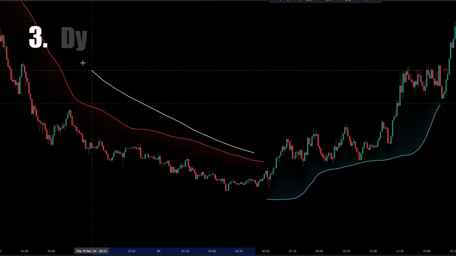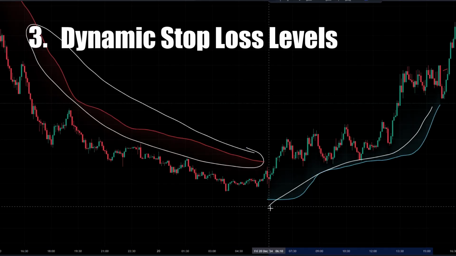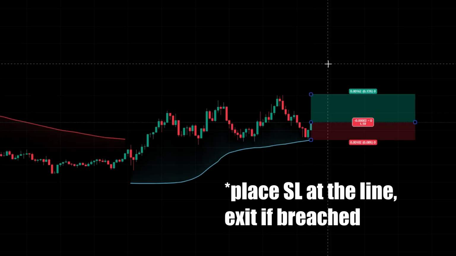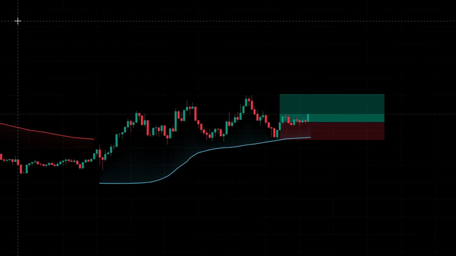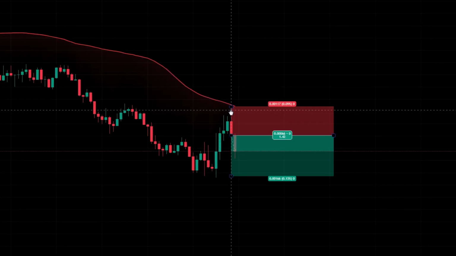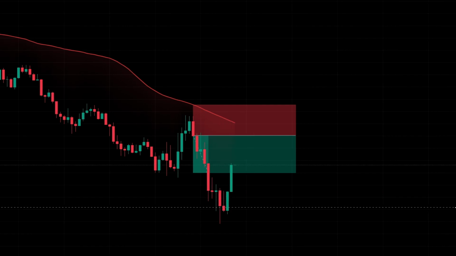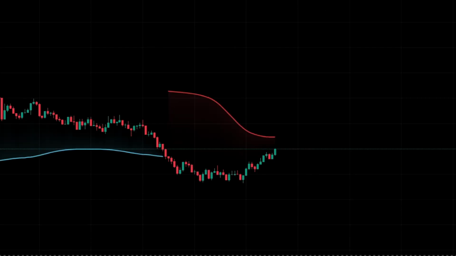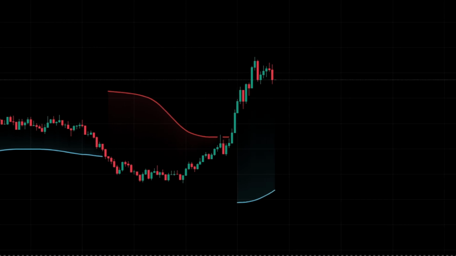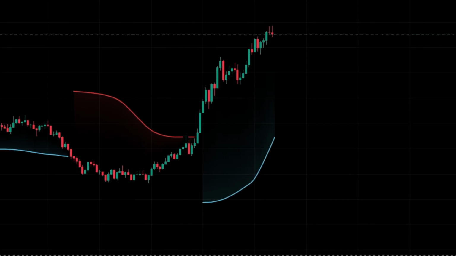3. Dynamic stop-loss levels. In uptrends, the stop-loss level is placed below the price to protect against downside moves. In downtrends, it is positioned above the price. If the price breaches the stop-loss level, the indicator resets, indicating a potential end or reversal of the trend.